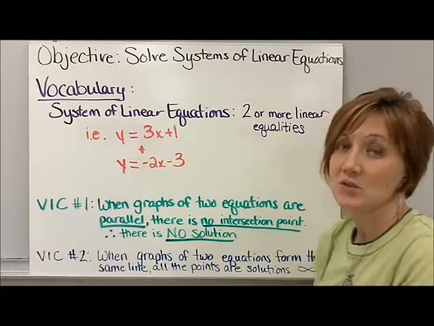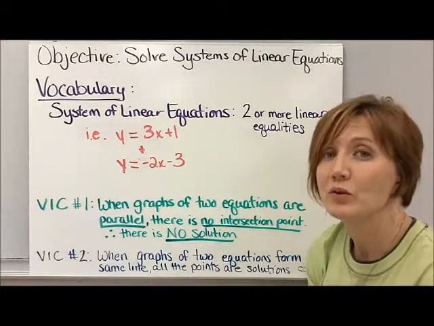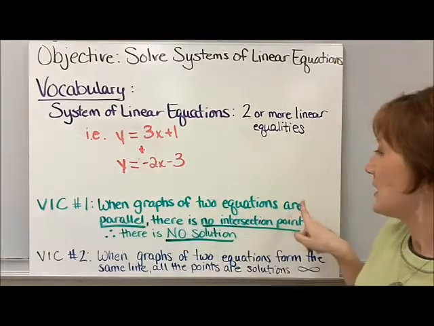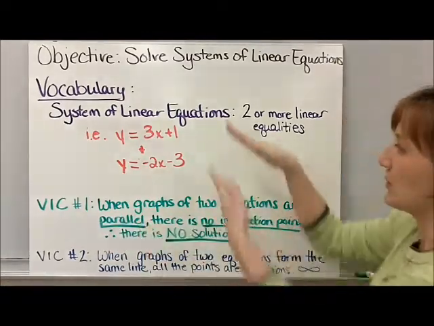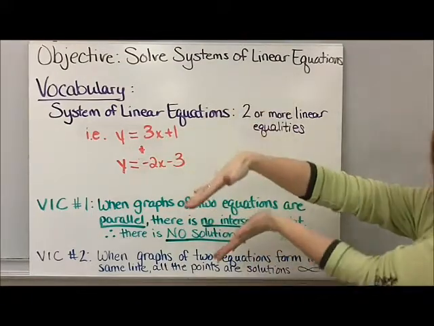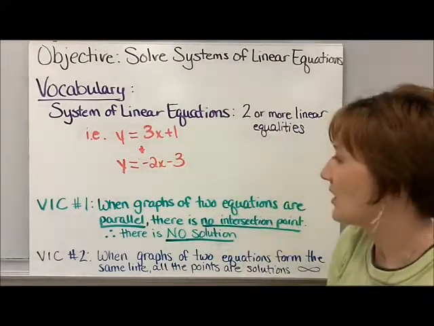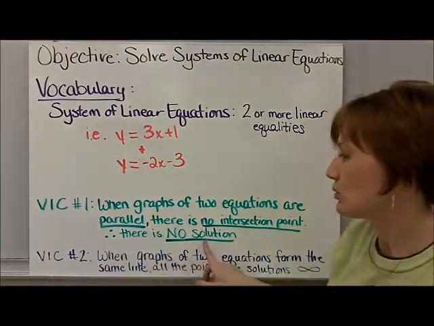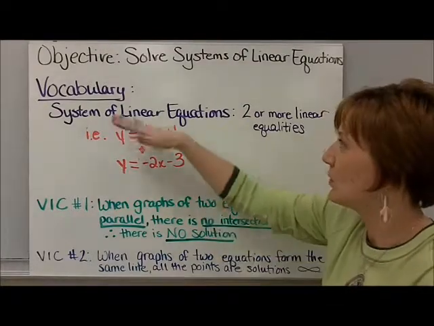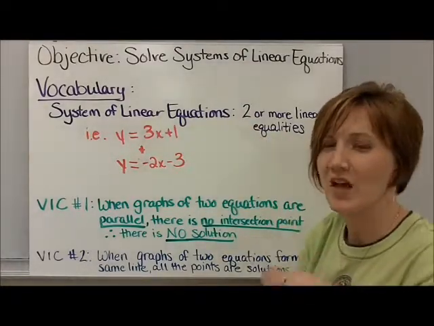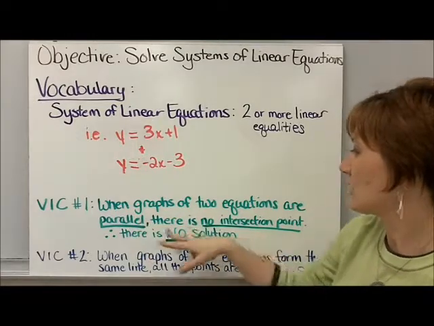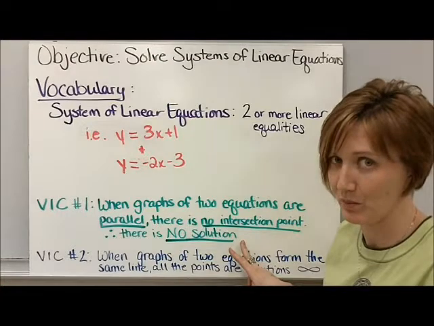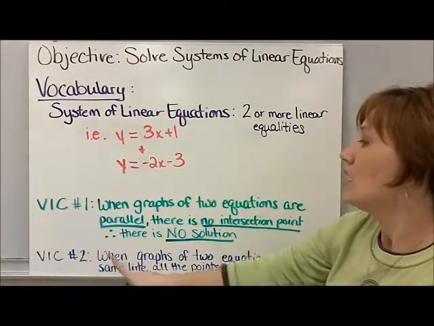There are two very important concepts that you're going to need to know for example problems that we're going to do together later. When the graphs of two equations are parallel, running in the same direction on the same graph, then there are no intersection points. Therefore, there is no solution. The only solution to a system of linear equations is where they intersect. So if the graphs are running parallel to each other, there is no intersection point, and therefore there will be no solution for those types of systems.